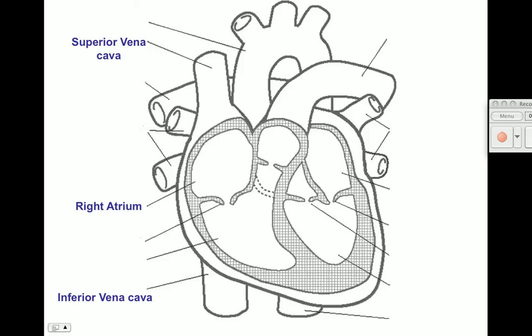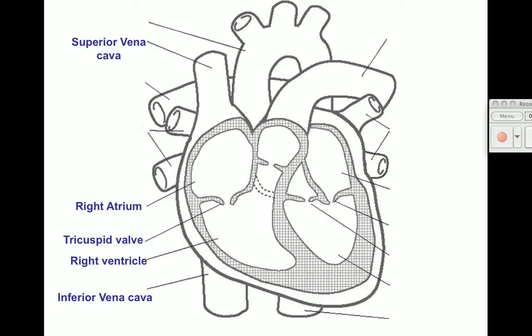This flap is actually a valve that prevents backflow of the blood, so that it comes down through the heart this way, but if it tries to go back up into the atrium, it can't. This valve is the tricuspid valve. It's also called the right atrioventricular or AV valve. After the blood passes through the tricuspid valve, it then goes into the right ventricle.